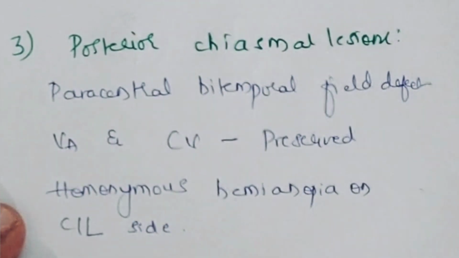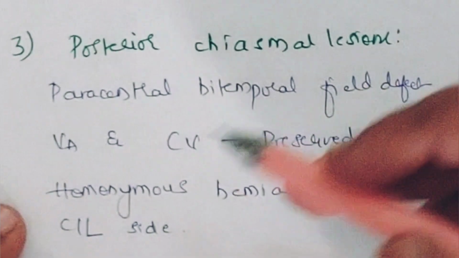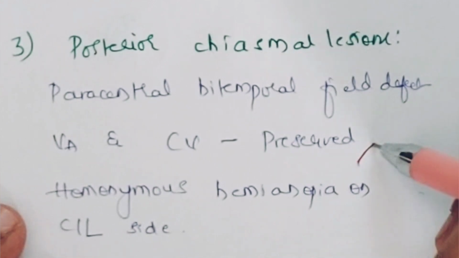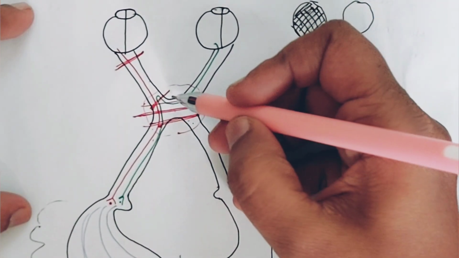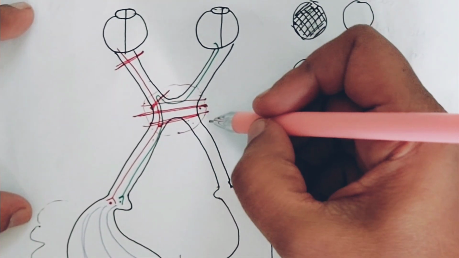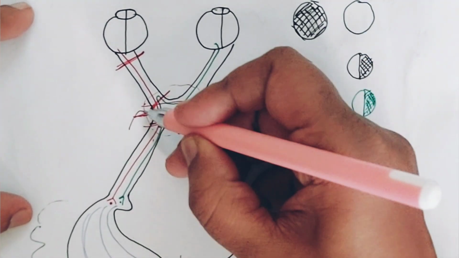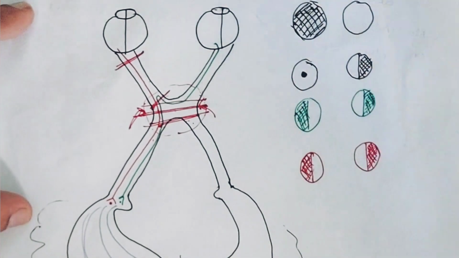So in the posterior chiasmal lesion, patient will have paracentral bitemporal field defect, visual acuity and the color vision is preserved. So these were the chiasmal lesions which were from the center. Okay, if there is something which is approaching the chiasma from the periphery like this, okay, that is called as the lateral chiasmal lesion.